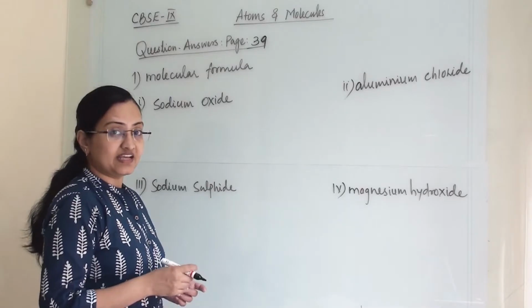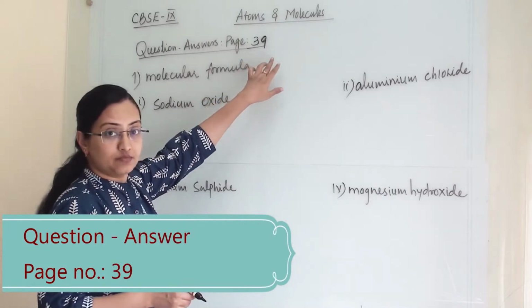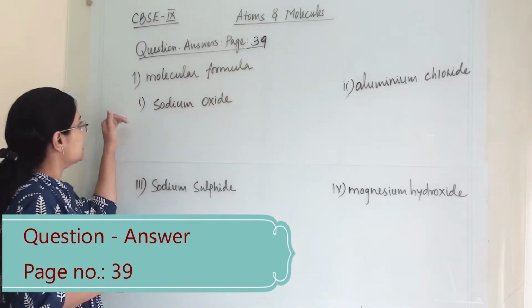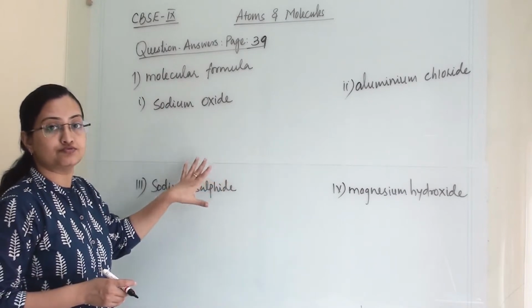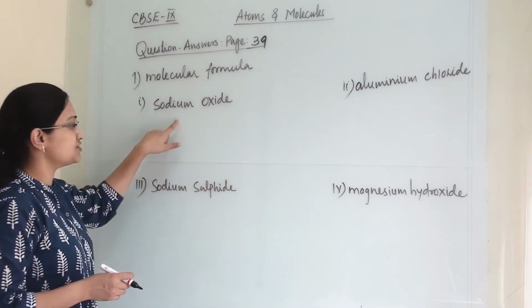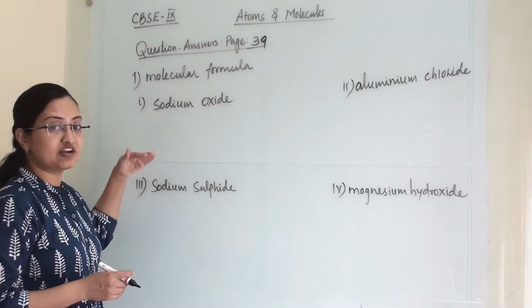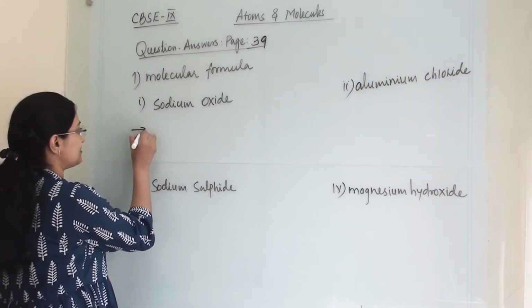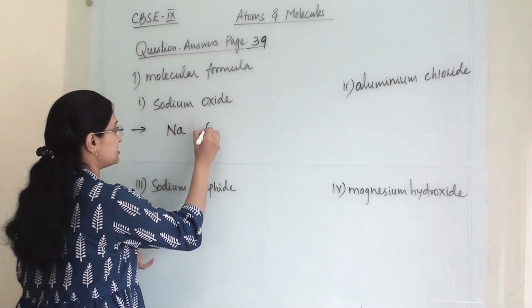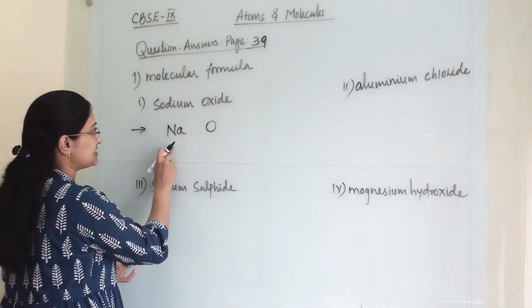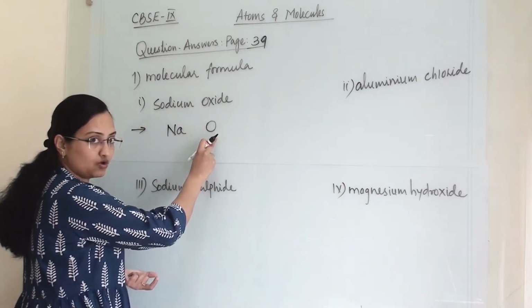Next set of questions is from page number 39. In this first question we have to write the molecular formula for all these 4 compounds. First is sodium oxide. When we are writing a molecular formula, the first step is to identify the atoms. What all atoms are present in it? So sodium is Na and oxide is oxygen.